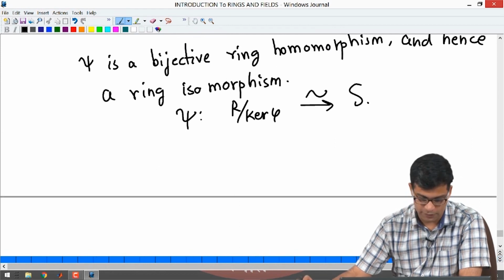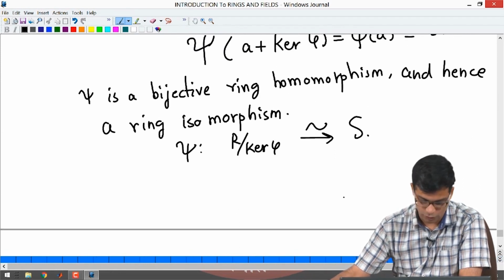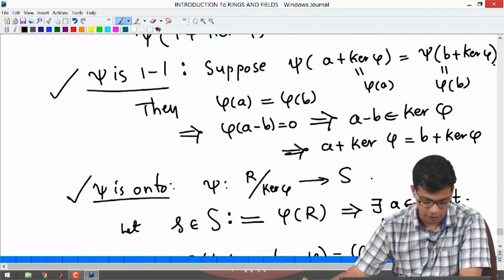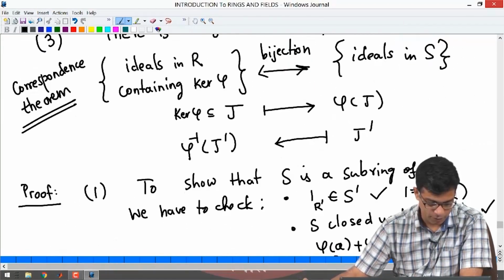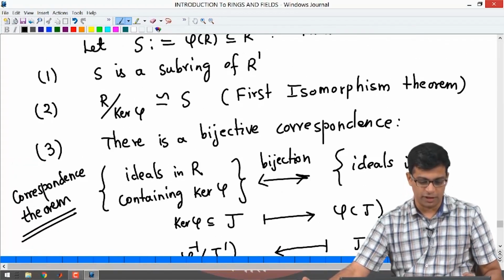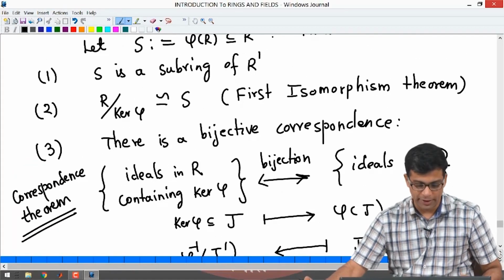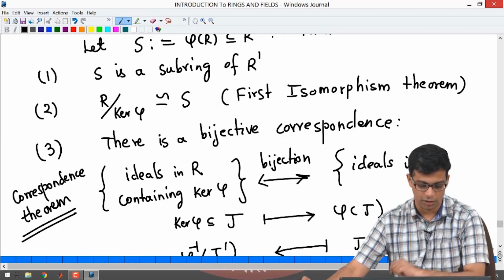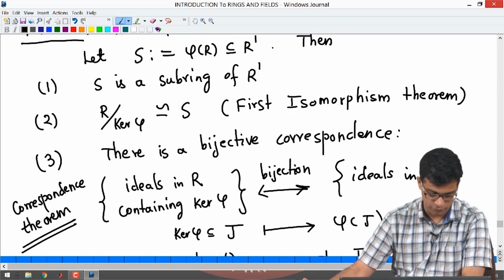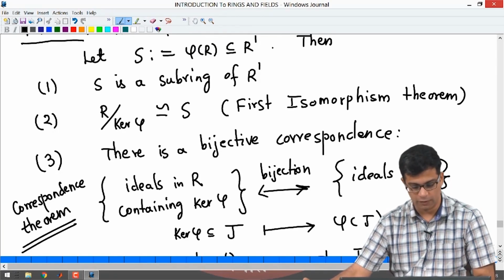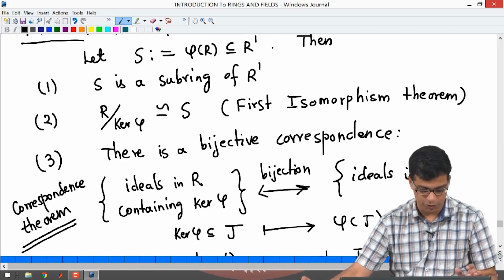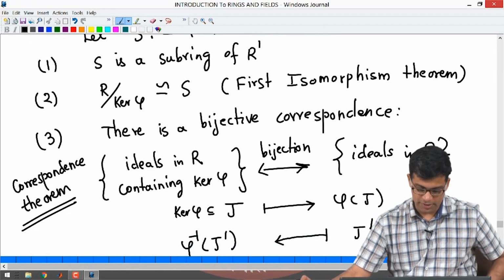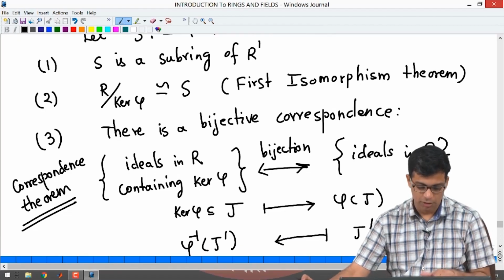So, let us try to recall the statement of the theorem. We have made 3 statements here. First statement was that image of a ring homomorphism is a subring of the codomain ring, which we have proved. Second is R mod kernel phi is isomorphic to the image subring. So, that we just proved. The next step is to show there is a bijective correspondence between the two sets.